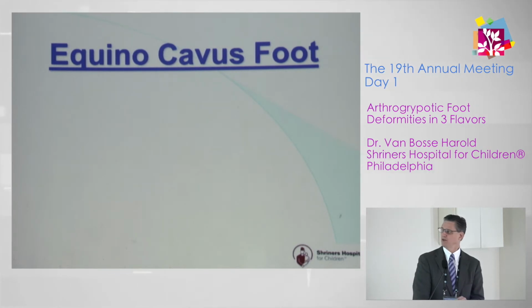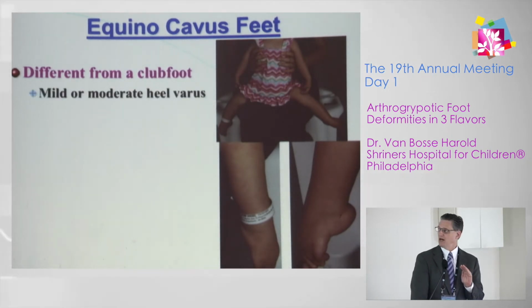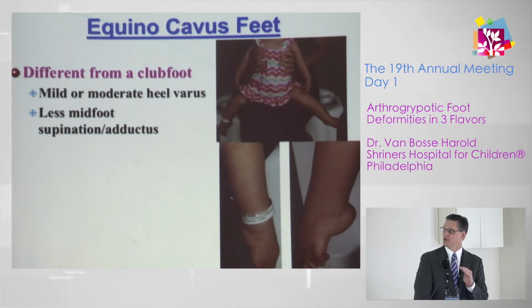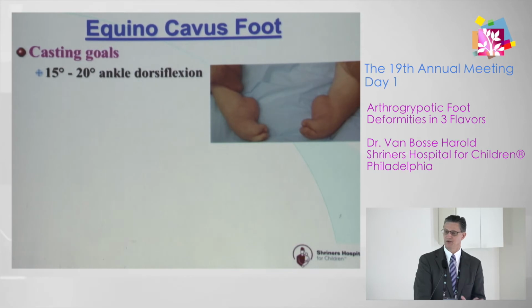I want to talk now about the second form of clubfoot, the equinocavus clubfoot. This is distinct from a regular clubfoot in that there's not a lot of supination or adductus, but there's a lot of cavus. And the cavus goes all the way across the foot. There's a crease that goes from medial to lateral. And it took us a while to figure out that this is a different kind of clubfoot.